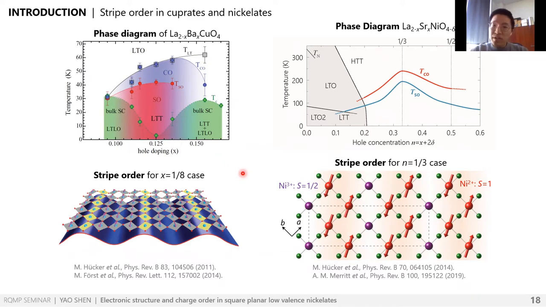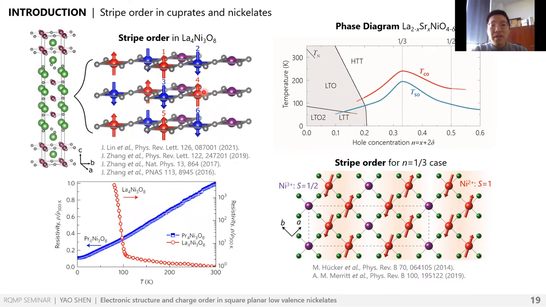So what about the low valence nickelates that we are more interested in here? Actually, in the trilayer nickelate 438, there are reports about the stripe order, which is diagonal to the nickel oxygen bonds, similar to the high valence nickelates. The difference is in the low valence nickelates, as you can see, the spin direction is along the C direction, out of plane. And for the high valence nickelates, it's mostly in plane, but tilted towards the out of plane. So that's the difference.